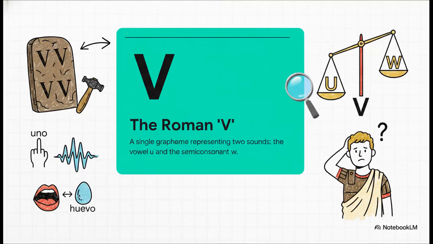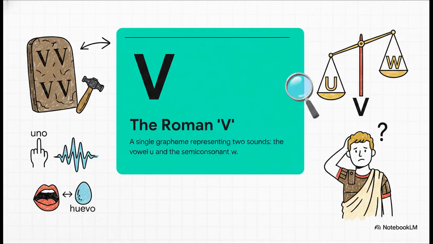Imagine you're a Roman citizen living 2,000 years ago. The alphabet you'd interact with looks significantly different than ours today. The biggest, most glaring omission? The letter U simply did not exist. No way, not at all. Instead, the Romans relied entirely on a single grapheme, the letter V in its uppercase form or cursive U in lowercase.